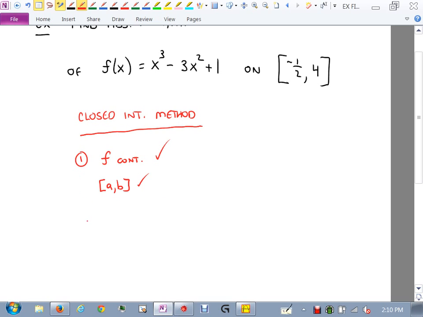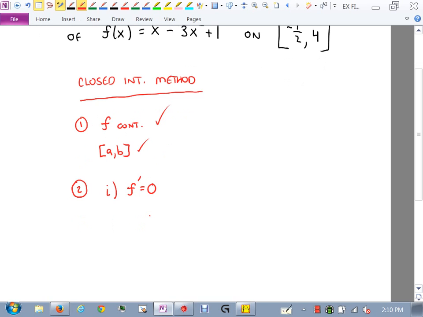Next thing I'm going to do is find the critical numbers. The first part of finding the critical numbers was to try and find where the derivative was 0, which means you have to take the derivative, right? So take the derivative of this function. What is the derivative of that function? 3x squared minus 6x.